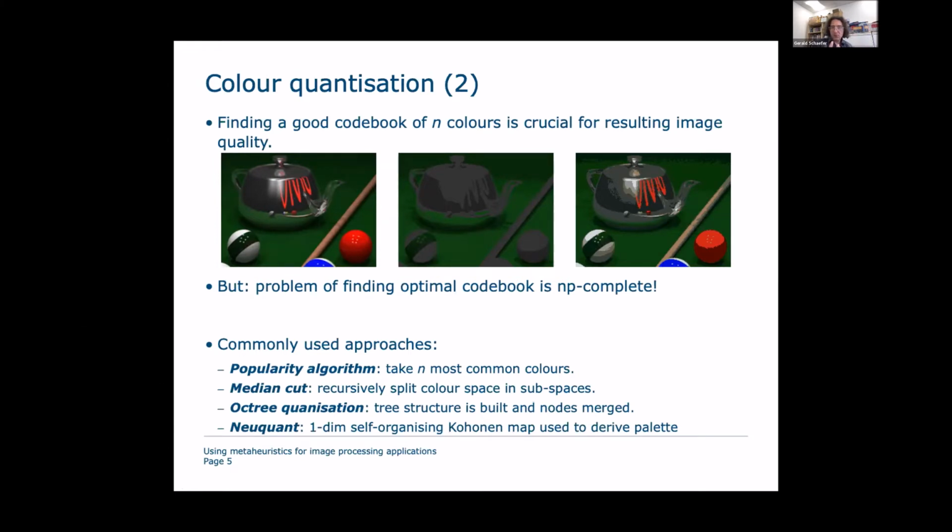Now, how to do that? That's problematic because one can actually show that it's an NP-complete problem. So to find the optimal solution, we would essentially need to find out all possible combinations. So that's not really feasible. We can't do that within a feasible amount of time. And therefore, we need to arrive at different approaches.